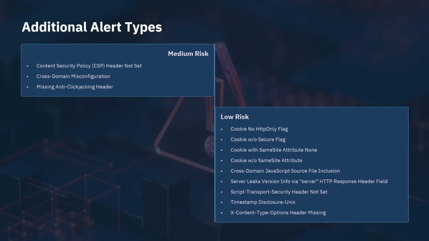In the low-risk category, we had cookies missing HTTP only, secure, and same-site flags. This exposes them to theft or misuse. External JavaScript from untrusted domains also increases supply chain risk. Server version disclosure, which enables targeted vulnerability matches. Missing HSTS and X-Content-Type-Options headers. It weakens HTTPS enforcement and MIME type protection. And lastly, Unix timestamp disclosure, useful in reconnaissance for timing attacks.